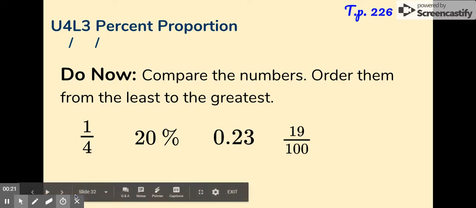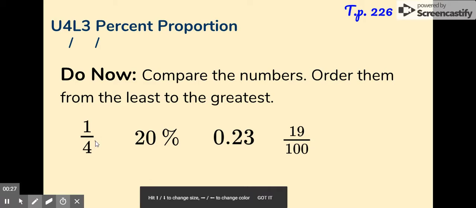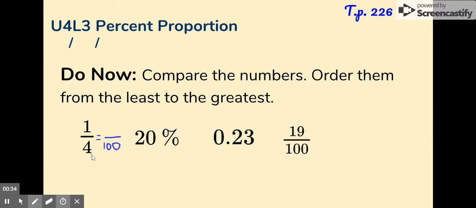1/4 is 25%, right? So how do I know? You can change to something out of 100, right? So for 100, you need to multiply by 25 to 4 to get 100. So you do the same thing so that it's fair. So now this number is going to be percent. It's 25%, 20%. And we learned about this last time.